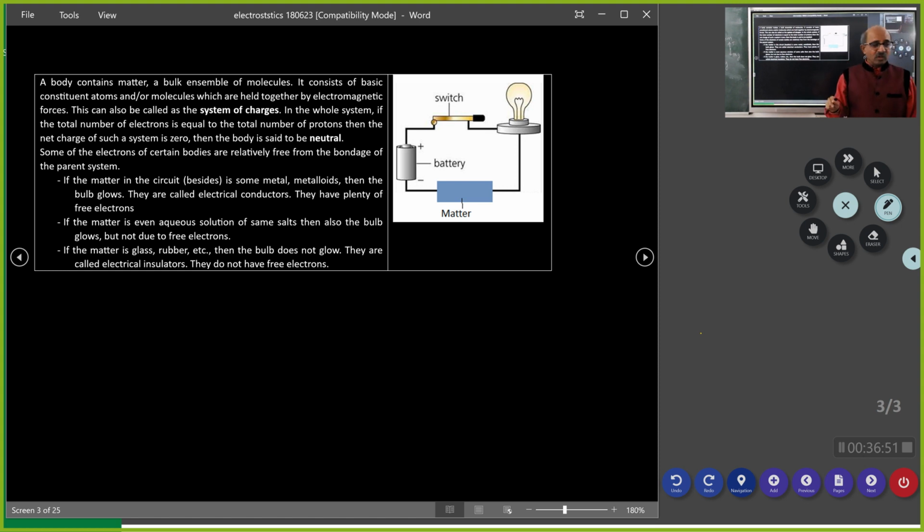But in the salt solution, there are no free electrons. There are ions of sodium and chlorine, Na plus and Cl minus. So ions also aid conduction. So for current to flow in a matter, it should have charge carriers. In metals, the charge carriers are what?